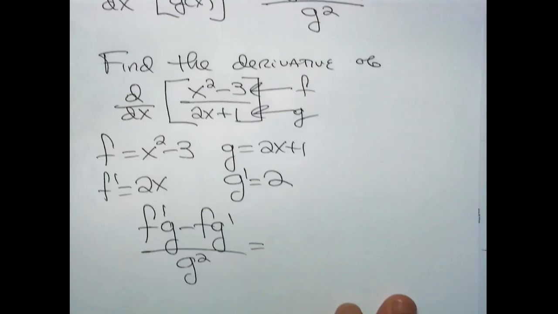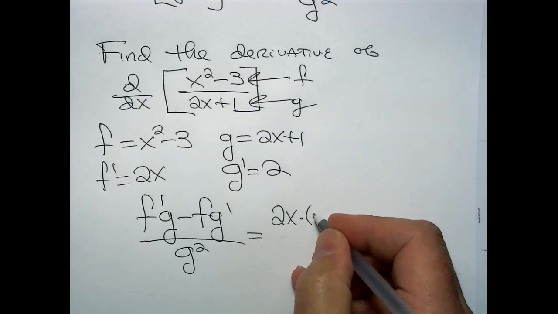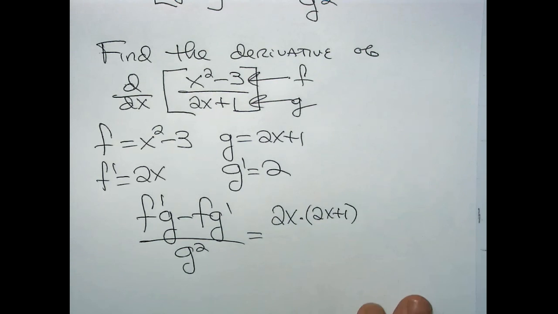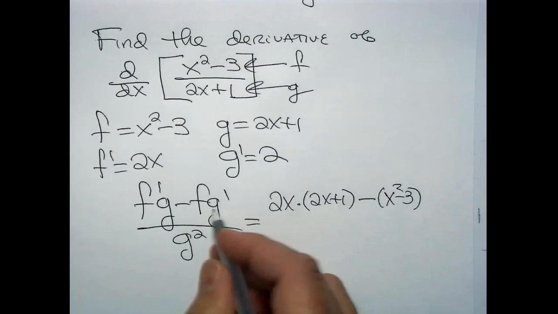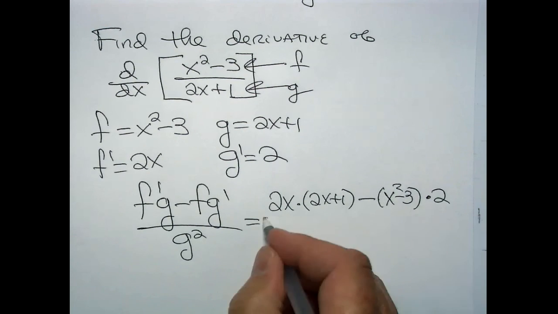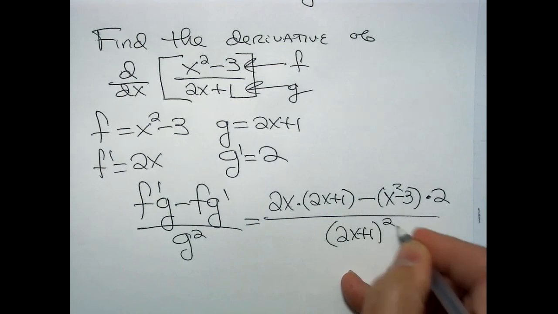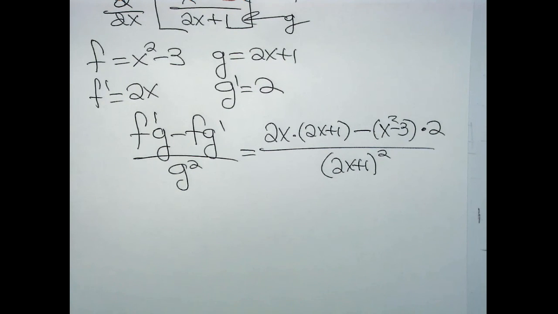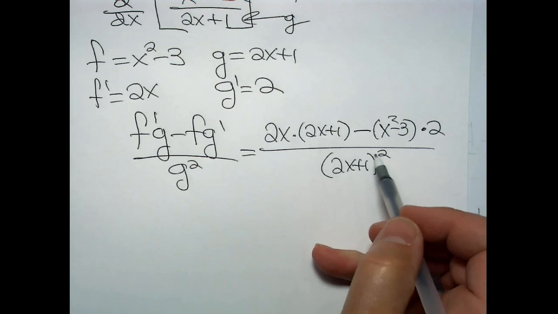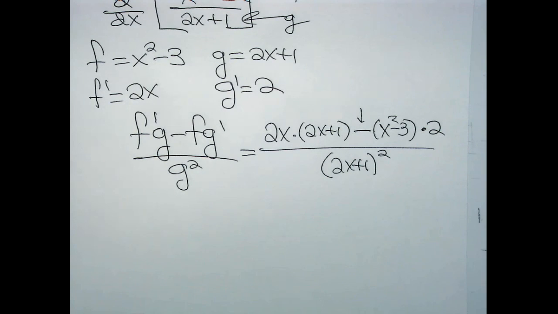So for my problem, f prime is 2x. G is 2x plus 1. F is x squared minus 3. G prime is the number 2, all over g squared. A couple things about this. Number one, do not cancel this with that. The reason you can't do that is because of that minus sign. Pluses and minuses out in the open like that prevent you from doing any cancellation at all.